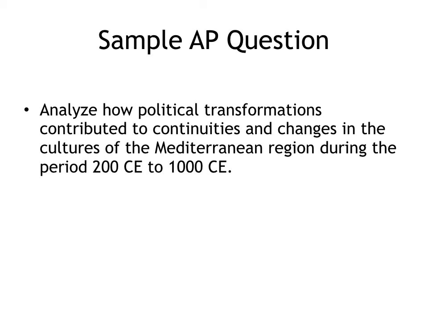And culture is often on the AP test just a buzzword that means religion. And it wants us to think of continuities and changes. So at least one thing that stayed the same over that time period around the Mediterranean and one thing that changed. So I would recommend pausing this video at this point, taking a few minutes to work on this, make a list of changes, a list of continuities, and then I'm going to move ahead and go over some possible answers to this question.